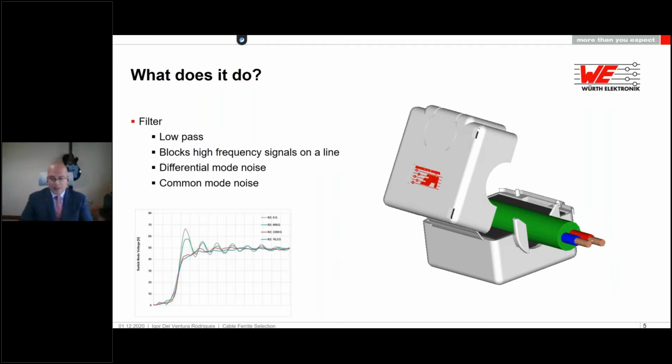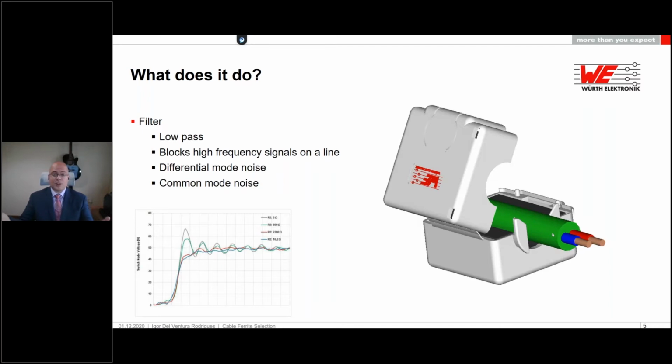It all depends, for example, on whether you put both of the conductors inside of it or just one. If you strip this cable and you leave just one of these two conductors inside of this ferrite, it will act as a differential mode noise filter. If both are inside, then it will block common mode noise.